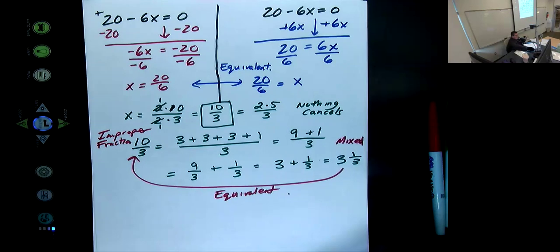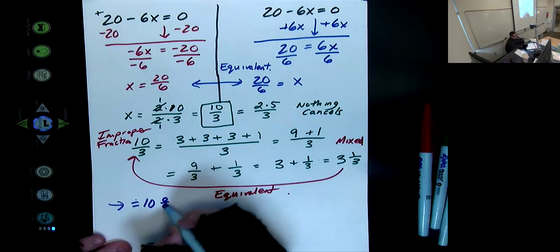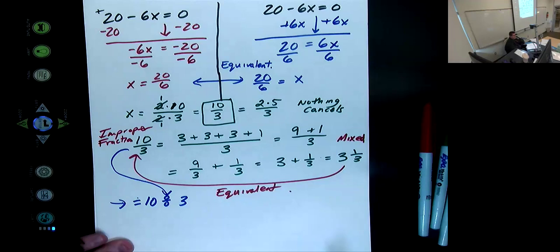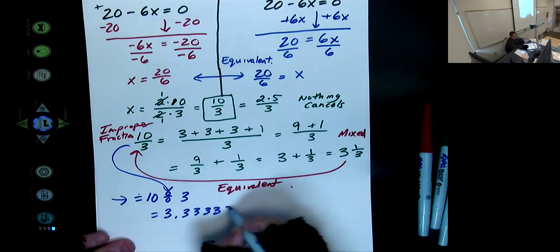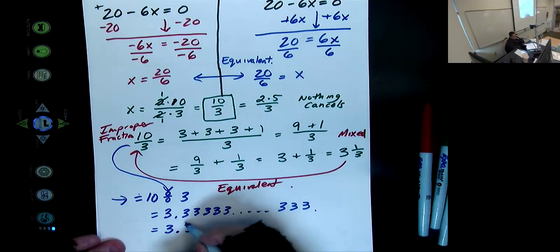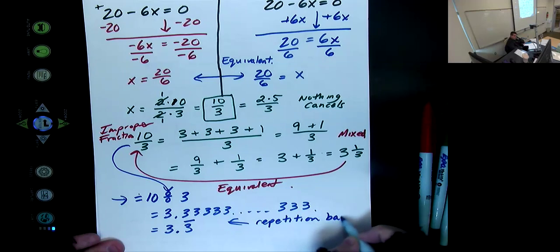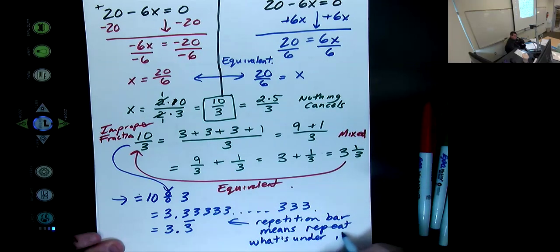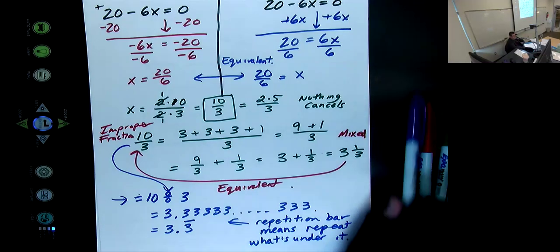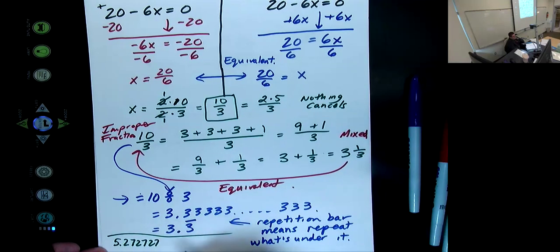Yeah, it's unending. As a decimal, that actually brings up a good point. You can do it in a calculator as 10 divided by 3. The fraction turns into division. This is 3.33333, and it just keeps going 3, 3, 3, 3, 3. The way they do this is they write it with the repetition bar. They will write 3.3 and put a bar over it. The repetition bar means repeat what's underneath it. So, if I had 5.272727, and it kept going like that, we would put 5.27 with the bar over both of them.